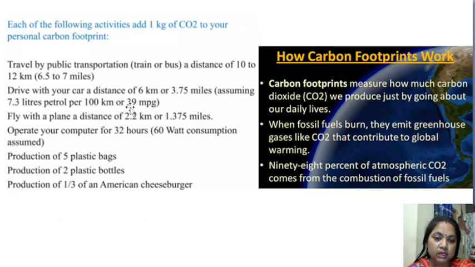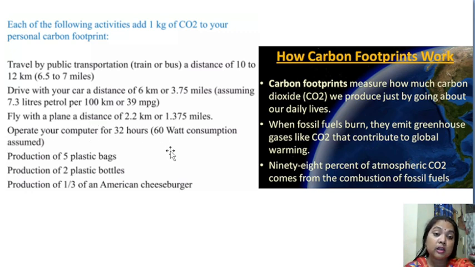For example, what are these? Travel by public transportation like your train or bus to a distance of 10 to 12 kilometers. Then drive with your car a distance of 6 kilometers, assuming 7.3 liters of petrol per 100 kilometers. Then fly with a plane a distance of 2.2 kilometers or 1.375 miles. Then operate your computer for 32 hours.